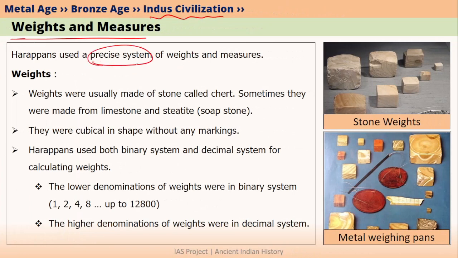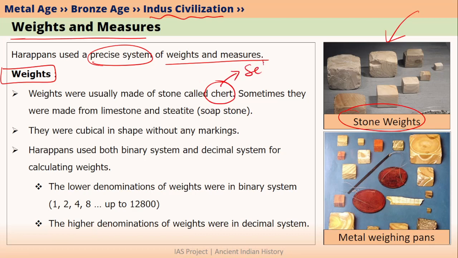Harappans used a very precise system of weights and measures. First, let's talk about weights. You can see the stone weights that were used by Harappans in this picture. Many of these weights were actually made from a stone called chert. Chert is basically a sedimentary stone. However, we have also found stone weights which were made from limestone as well as steatite.